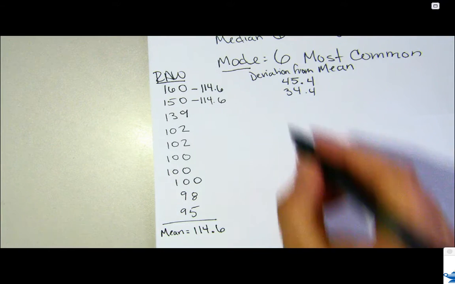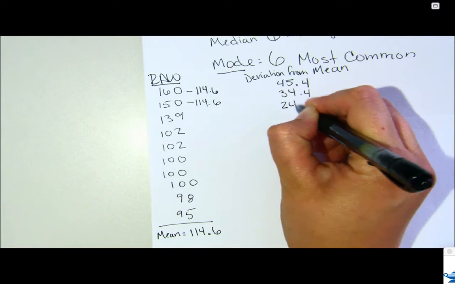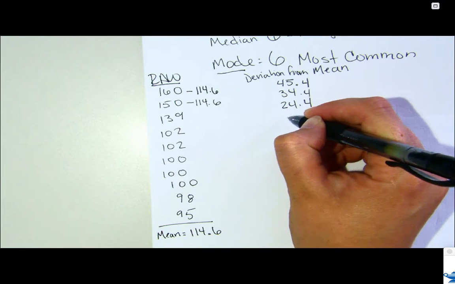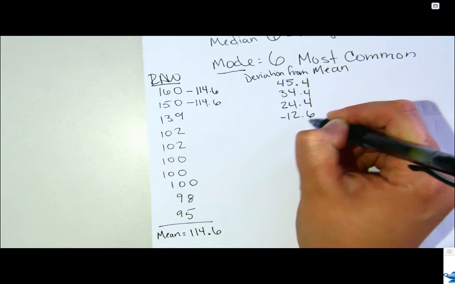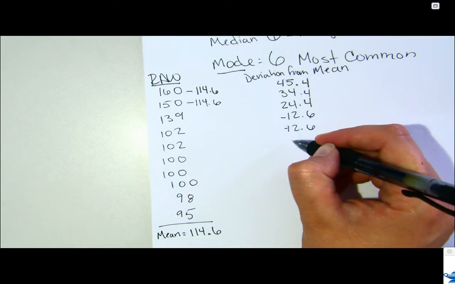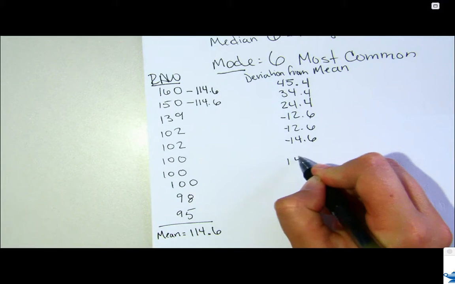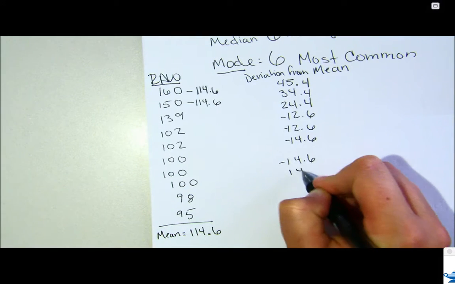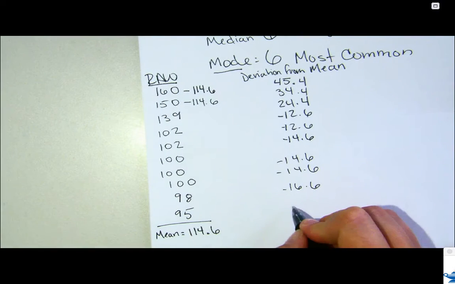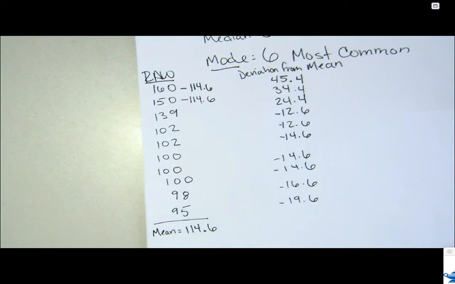All right, here we go. So, 139, what's this deviation from mean? 24.4. What is the deviation from mean for 102? Negative 12.6. Negative 12.6, so it has to be the same for the next one. What's 100? Negative 14.6. What's 98? Negative 16.6. 95? Negative 19.6. Okay, does everyone understand what we've just done right there?